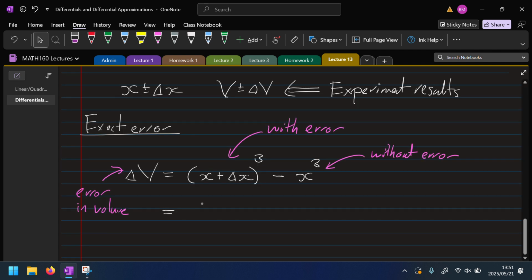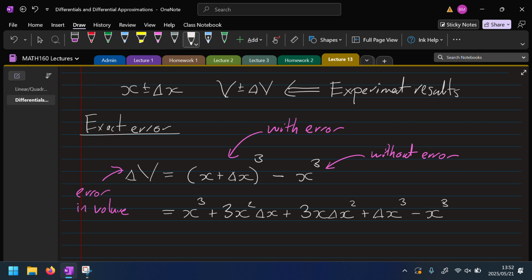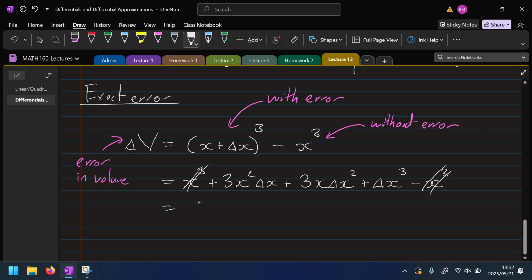But if we were to expand it out, we would end up with x cubed plus 3x squared delta x plus 3x delta x squared plus delta x cubed minus x cubed. So we're just expanding it out. x cubed in the front minus x cubed at the end, they can go. Now we're left with 3x squared delta x plus 3x delta x squared plus delta x cubed.